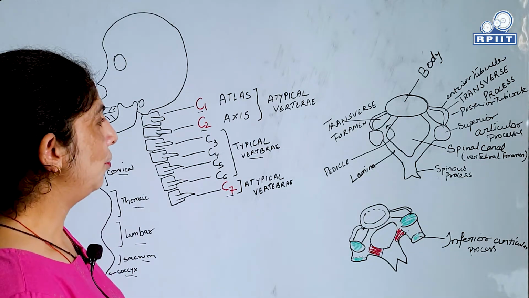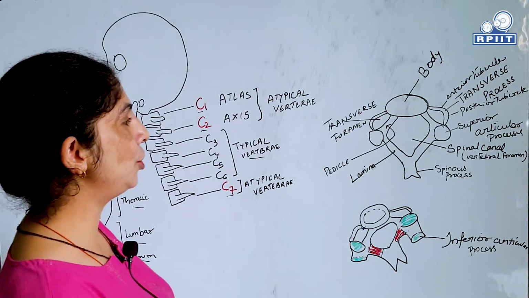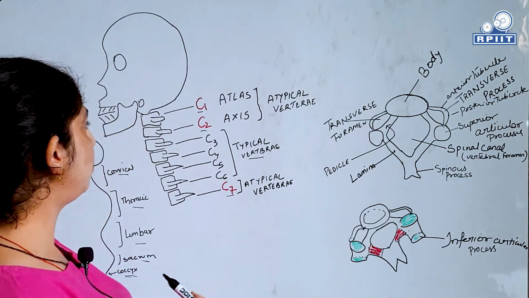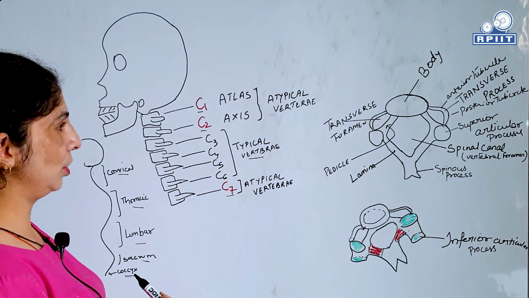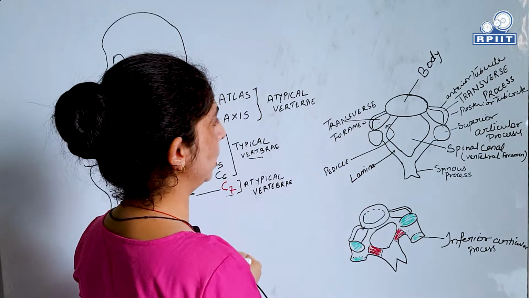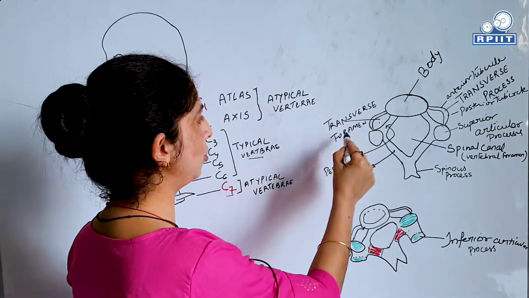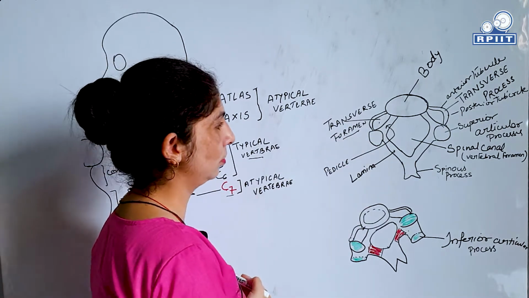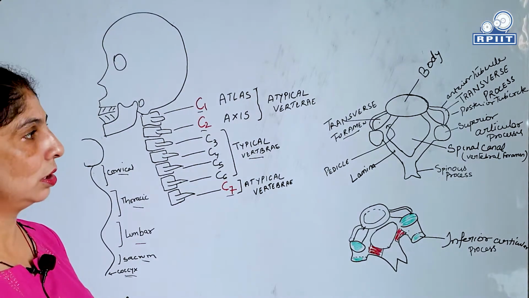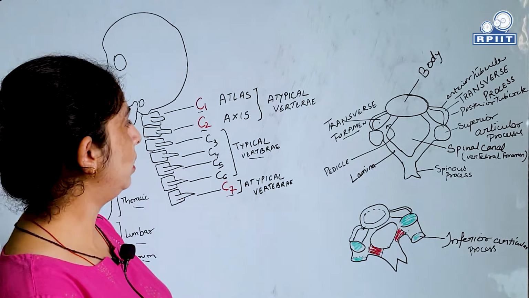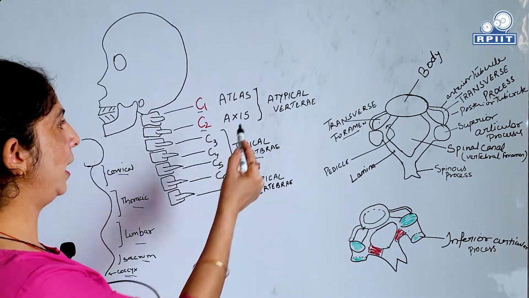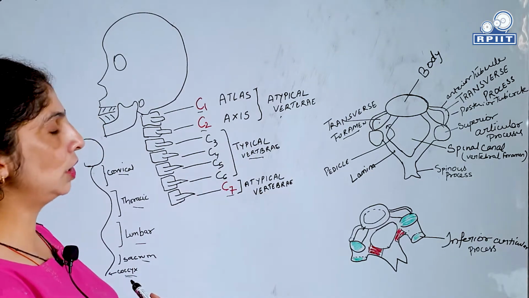Now, we have one important feature which help us to differentiate the cervical vertebrae from the other vertebrae present in other region. The important feature is transverse foramen. All cervical vertebrae have the transverse foramen. Now, in this video, we will discuss about the features of the typical vertebrae and look at the features of the atypical vertebrae in other video.